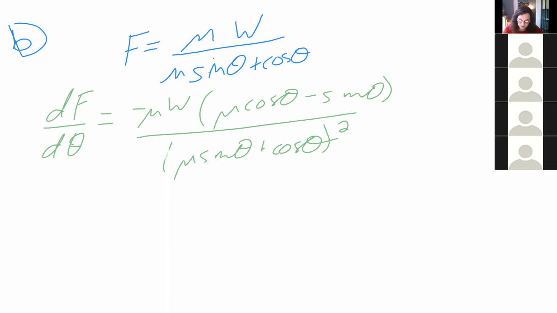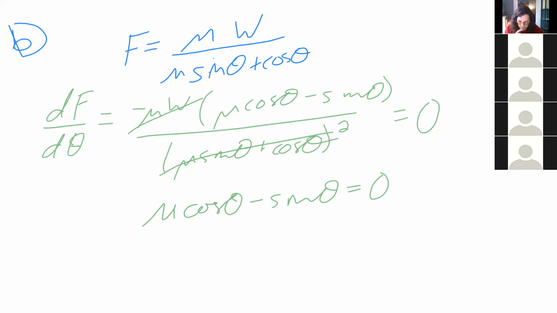And yes, of course, ultimately we want to set this equal to 0. We're trying to minimize this function. That's going to make our job quite a bit easier. We can freely eliminate our constants out front, and we can multiply both sides by our denominator to get rid of that. And now we have mu cos theta minus sine theta is equal to 0.